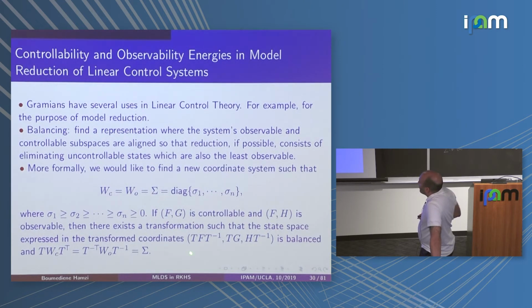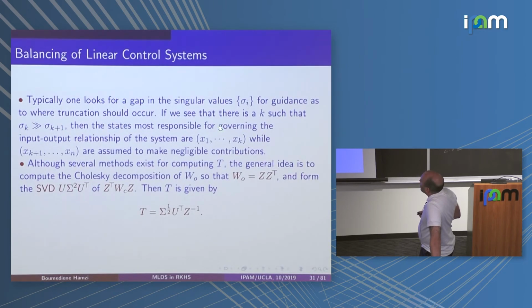So we are looking essentially for a transformation T such that T W_C T transpose equals T^{-T} W_O T^{-1} equals sigma, which will be a diagonal matrix. If there is a gap in that matrix, so if there is a k such that sigma_k is much greater than sigma_{k+1}, then the states that are most responsible for governing the input-output relationship are x1 to xk. So how to find T?